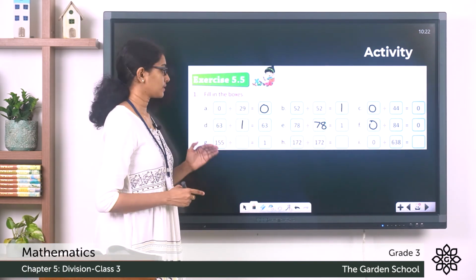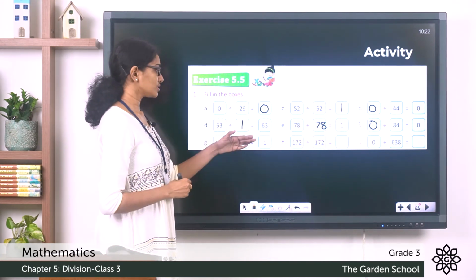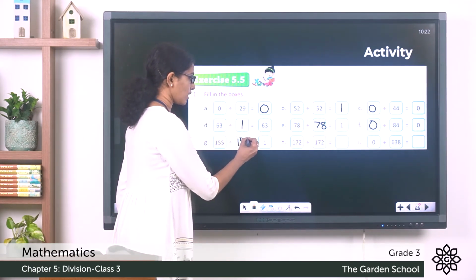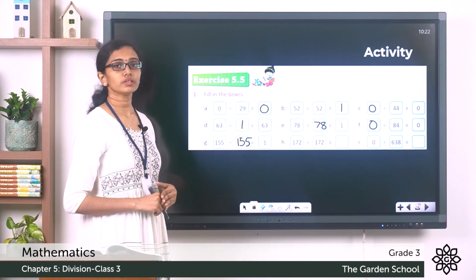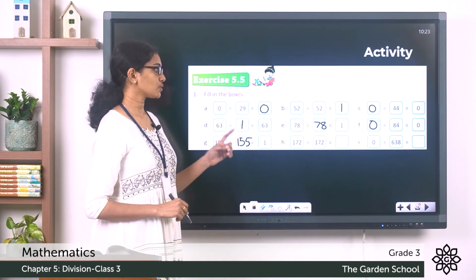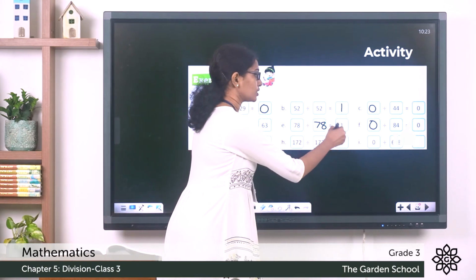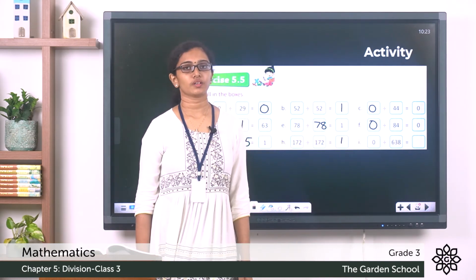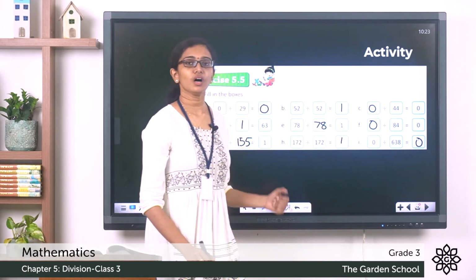Now question G, 155 divided by dash is equal to 1. So the quotient is 1 and you have a dividend here. So the divisor should be the number itself. So 155 divided by 155. A number divided by the number itself gives you the quotient or the answer as 1. Clear? Now H, 172 divided by 172. A number divided by the number itself. The answer or the quotient is equal to 1. Now question I, 0 divided by 638. 0 divided by any number gives 0 itself as the answer or the quotient.